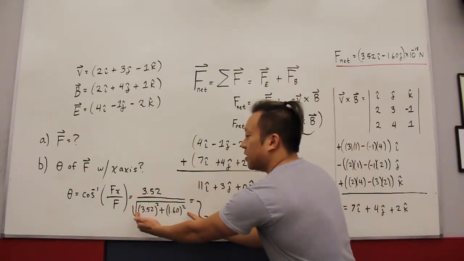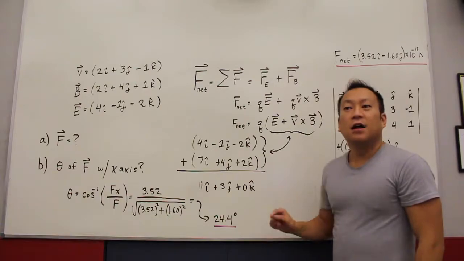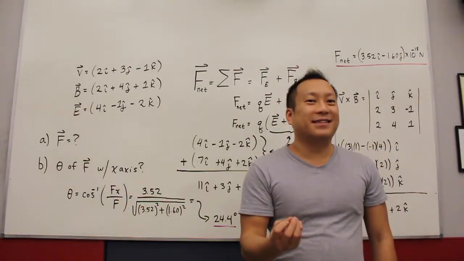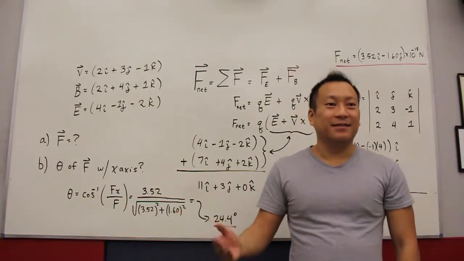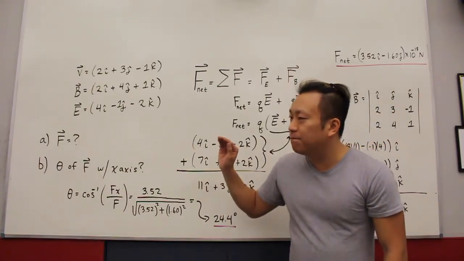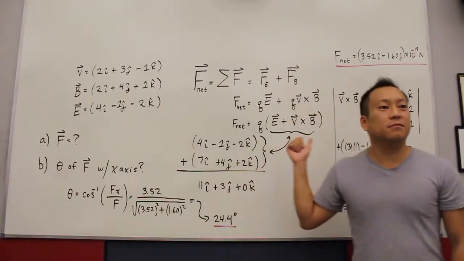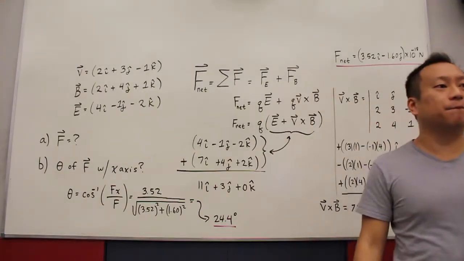So this whole thing, the inverse cosine of that, would give you 24.4 degrees. If I were to ask you what the angle is with respect to the y-axis, you do the same thing, but you do inverse sine. So that's how you would tackle the force and the angle. Questions? Make sense? How to do vectors? This will apply to what you're doing in the packet.